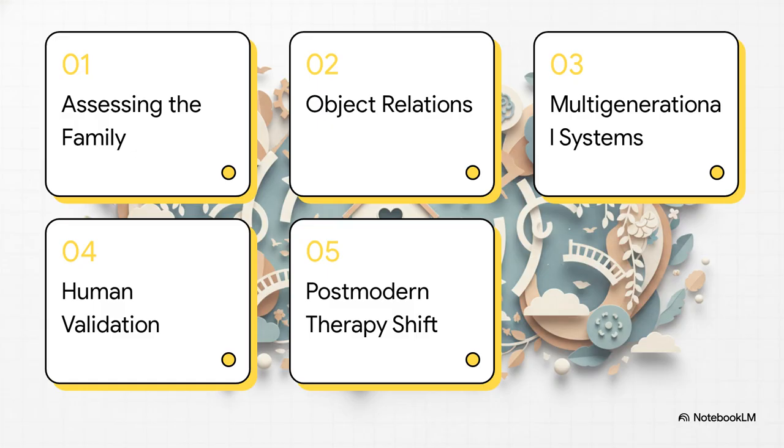Here is our roadmap for today. First, we'll look at assessing the family. Then, object relations and holding. Third, Bowen's multi-generational systems. Fourth, Satir's human validation process. And finally, we'll wrap up with the postmodern therapy shift.